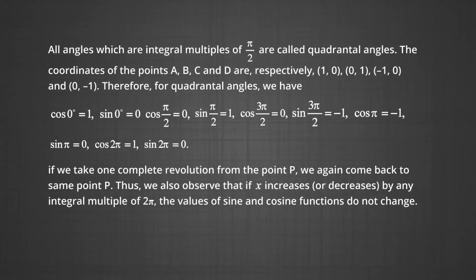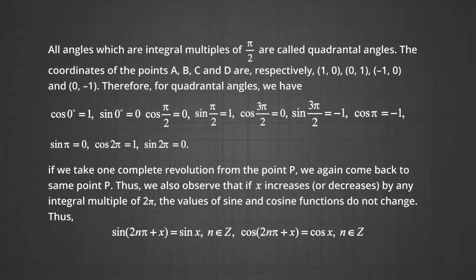Now, if we take one complete revolution from the point P, we again come back to the same point P. Thus, we observe that if x increases or decreases by an integral multiple of 2 pi, the values of sine and cosine function do not change. Thus, sine of 2n pi plus x is equal to sin x, where n belongs to integers, and cos of 2n pi plus x is equal to cos x, again n belonging to integers.